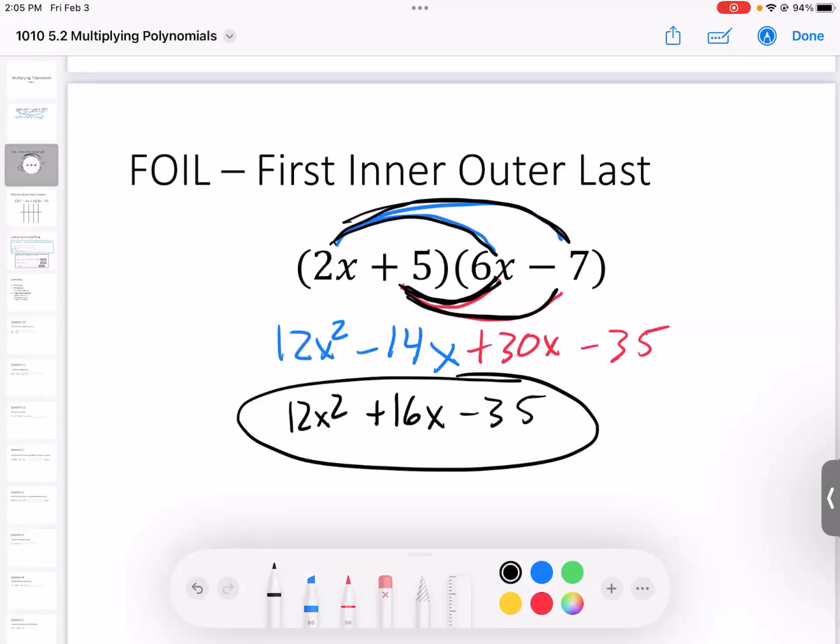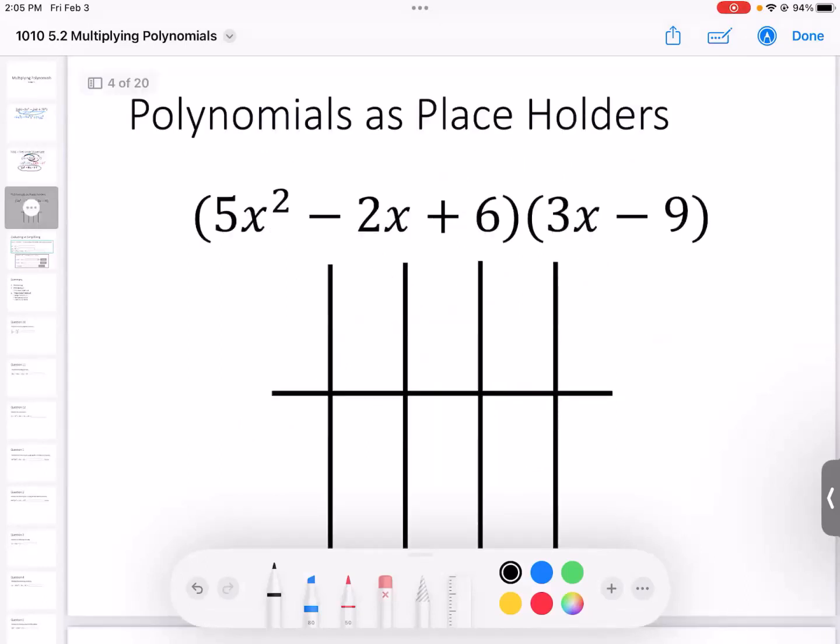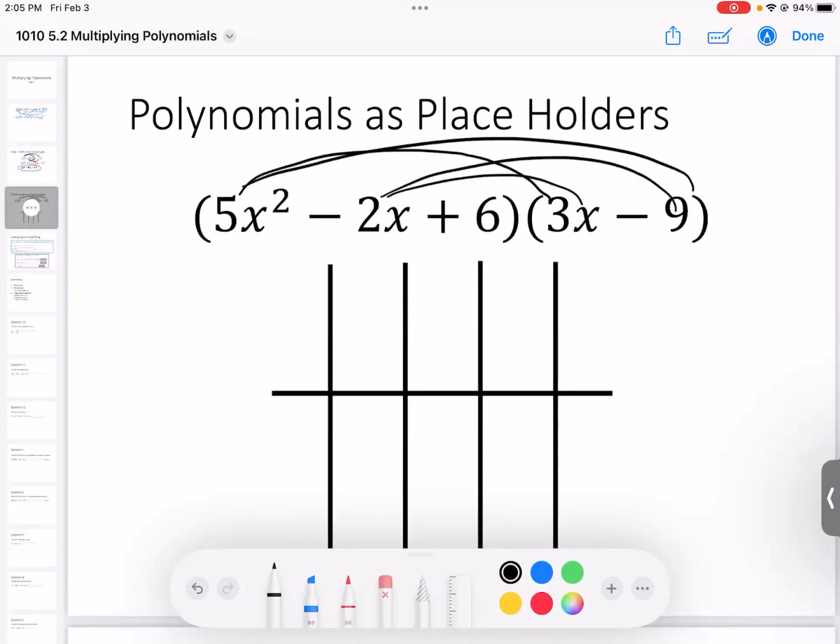So when you have more variables involved, you would basically take the 5x squared and distribute it to both. And then you take the negative 2x, distribute it to both, and then take the 6 and distribute that to both. Okay. So you'd have like 6 steps. And like if you had 4 terms, then you'd have to. Yeah, so basically the main thing is you just need to make sure you distribute everything to everything else.